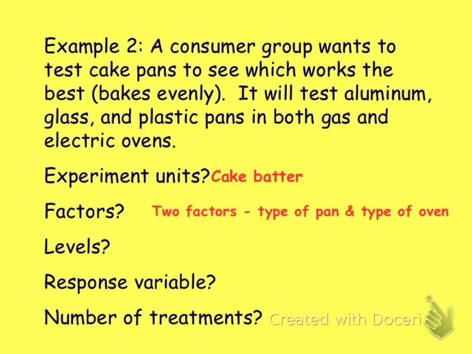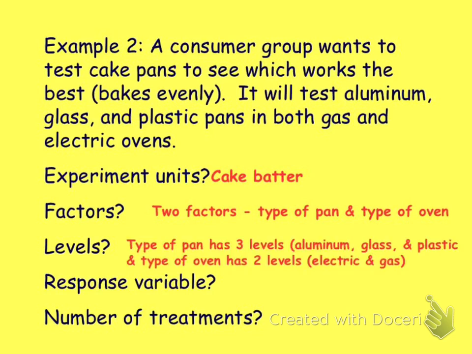Then within that, how many levels do I have? Aluminum, glass, plastic, gas, electric. So I have the type of pan: aluminum, glass, and plastic.